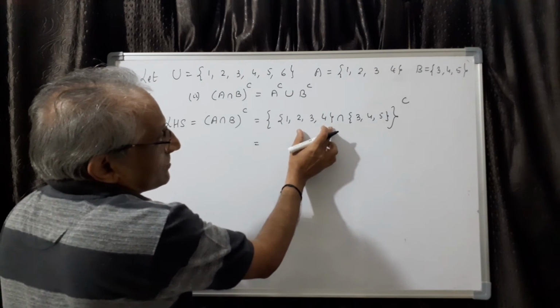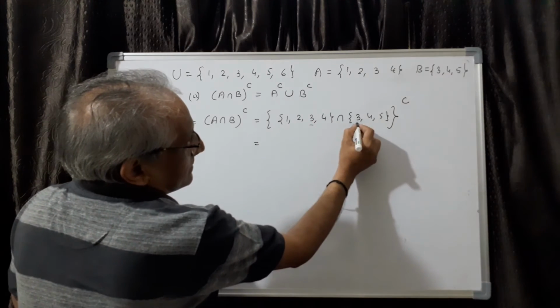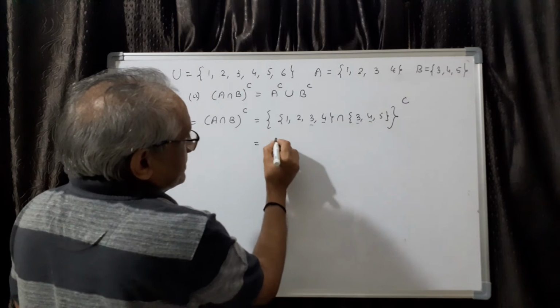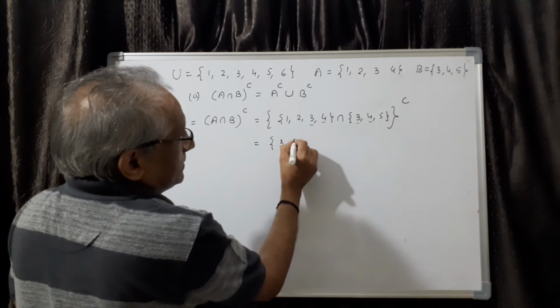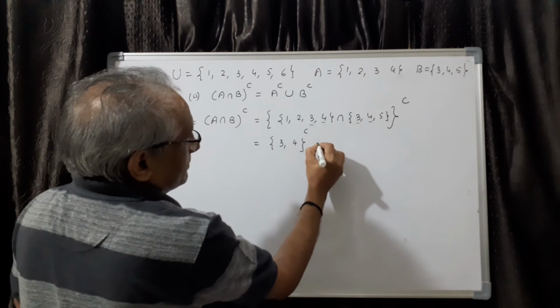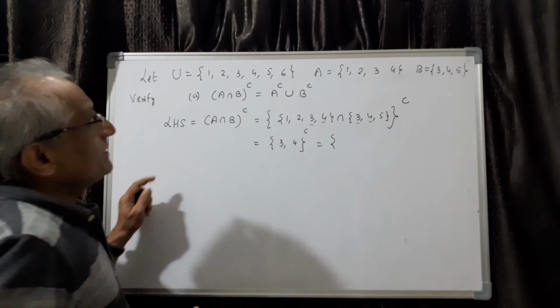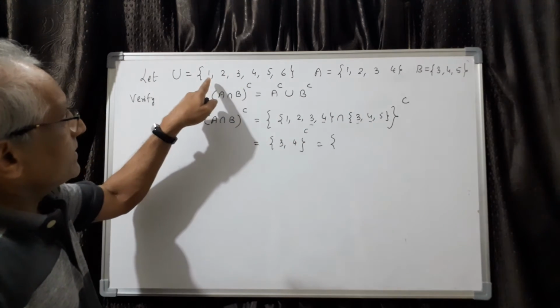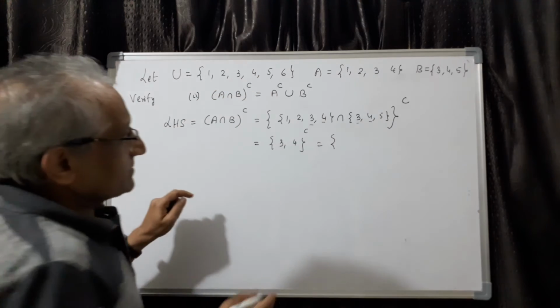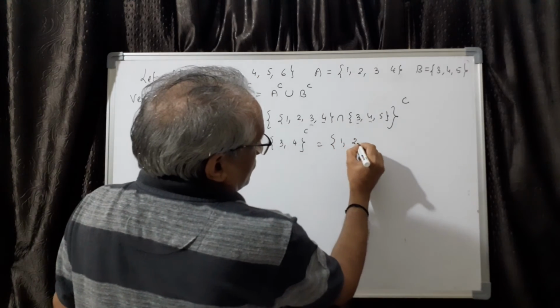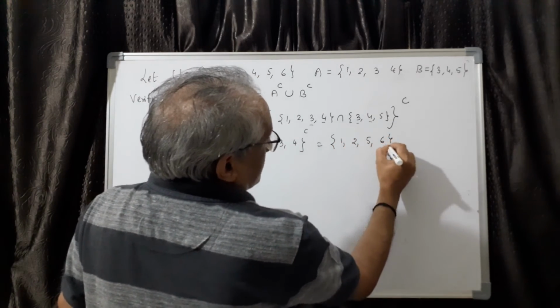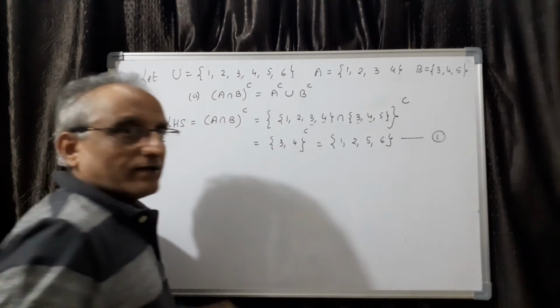Intersection means I have to take the common elements. 3 is there, 3 is there, 4 is there, 4 is there. Therefore I have to write {3, 4}, then its complement. So now it is very easy. Except 3, 4, I have to write 1, 2 and 5, 6. So this is {1, 2, 5, 6}. So as before, let us take this as 1.